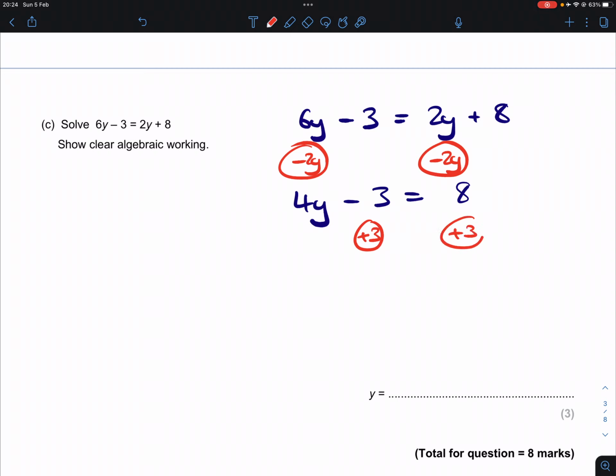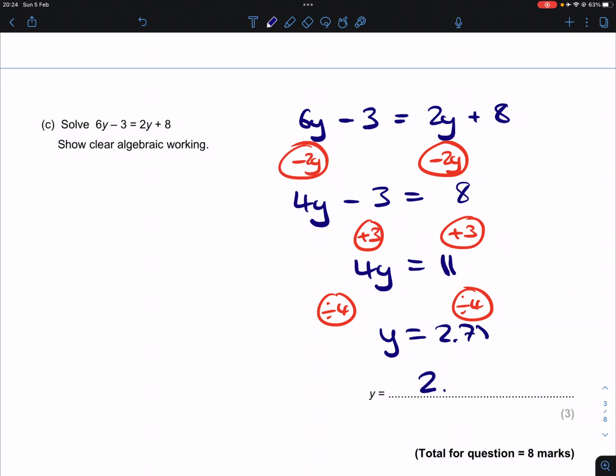So we'll have a plus 3 here, and then on the next line we're going to have a divide by 4, and that will give us 4y equals 11 at this stage. And then when we divide by 4, that will give us y equals, I'll just write it here, y equals 2.75. Done.